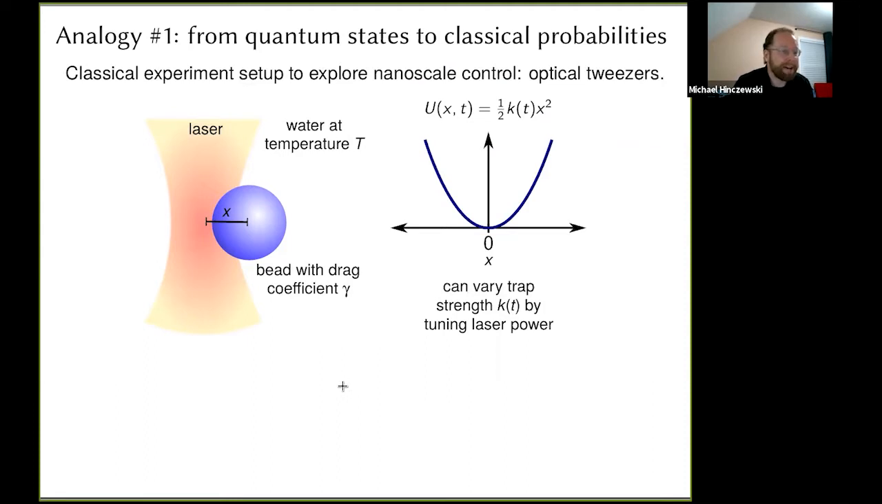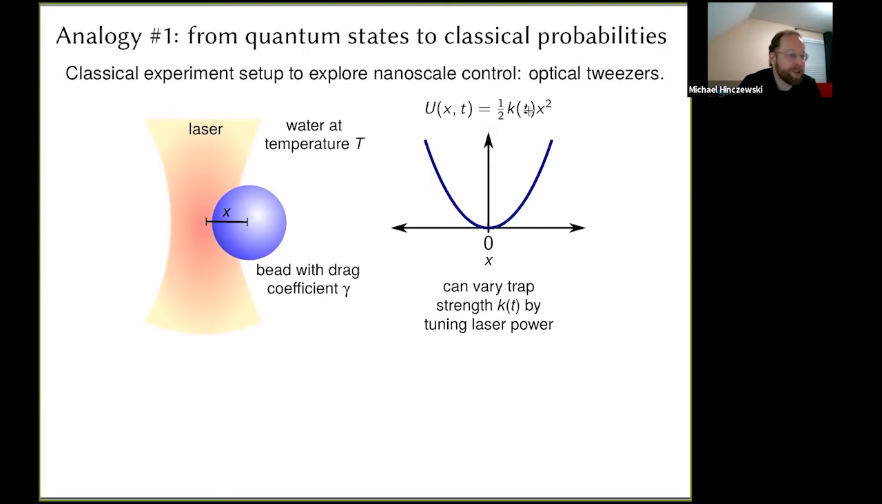And the way this works is you have a bead in a laser trap, and the potential felt by the bead is, roughly speaking, a harmonic potential. And you can control the spring constant of the harmonic potential by basically changing the laser power, right? So you can make it stronger, you can make K steeper, you can tune down laser power, you can make the spring constant smaller. And this way you can have some kind of external control on the system.